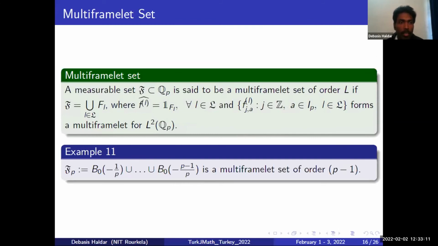Next, we are going to present a multiframelet set. A measurable set, this F, is said to be a multiframelet set of order L if this F can be written as the union of this F^l, where the Fourier transform of each of these f^l is the characteristic function of capital F^l, and this affine system will form a multiframelet for L2(Qp). And this one is an example of the multiframelet set, and this is a multiframelet set of order p minus 1.